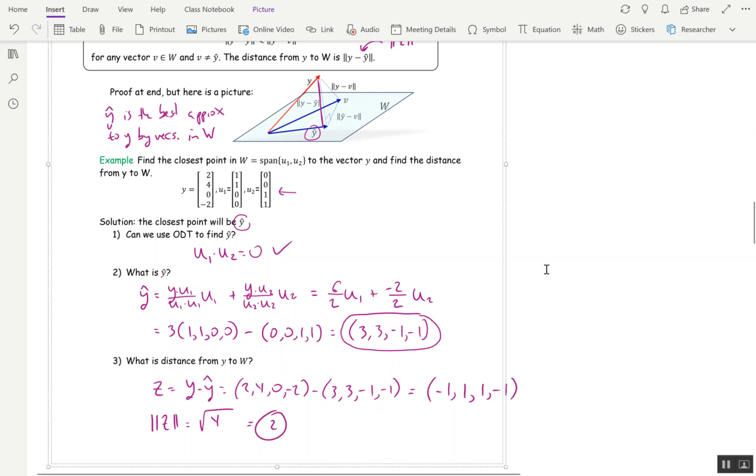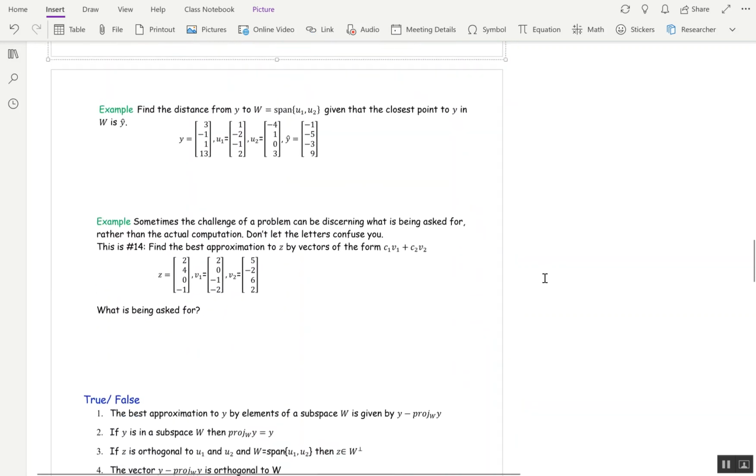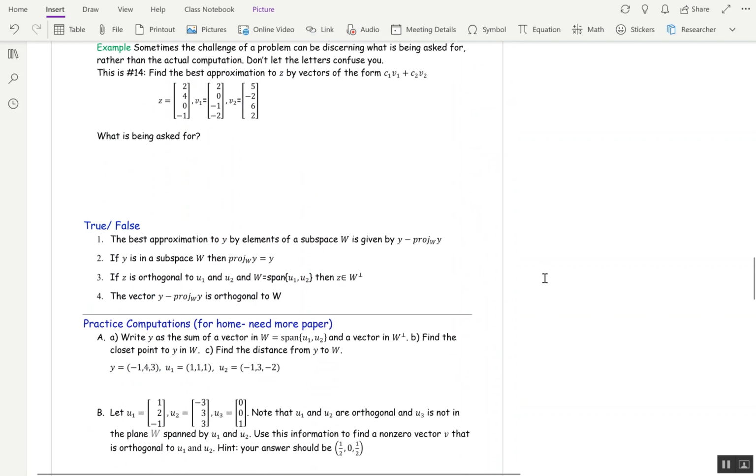Okay, a couple more problems, and then we'll call it quits. And I have some practice problems for you to do at home. And the solutions are on the last page for those two.